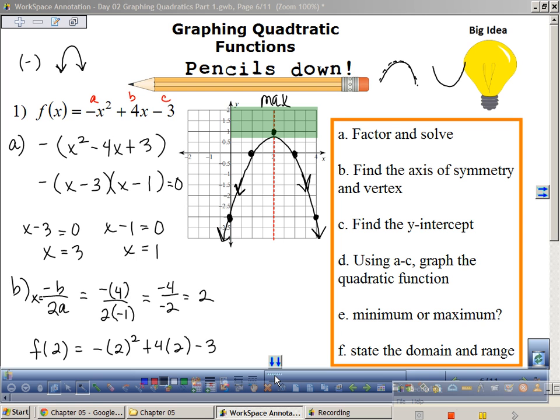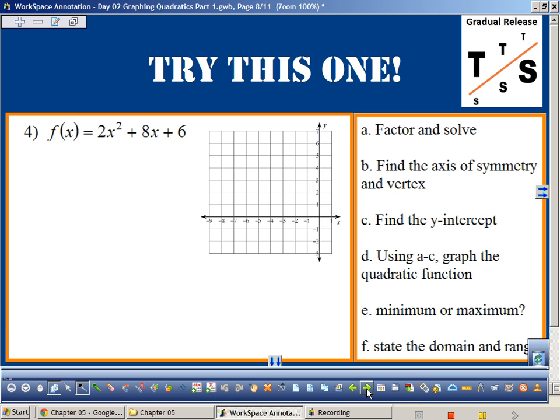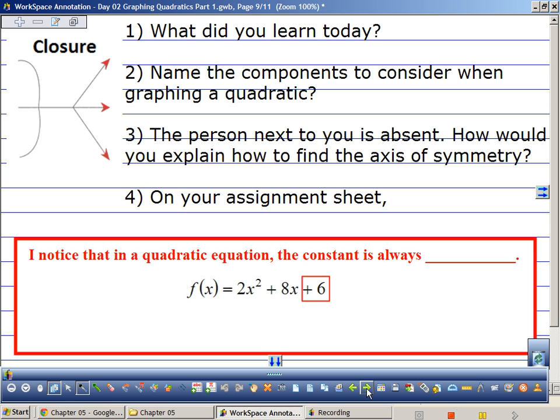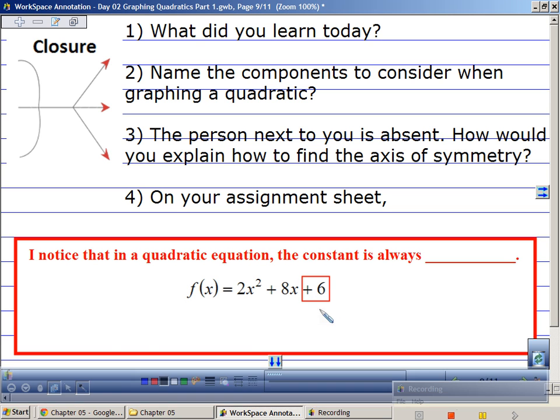You want me to give you today's closing thought? Here's today's closing thought. Then we'll go through and do another example. Today's closing thought is, I noticed in a quadratic equation the constant is always what? What's the constant always? The y-intercept. Good job. The constant is always the y-intercept. That's all you need to write. If you want to write something down and circle 6 like I did, do it. I just want you to remember it.